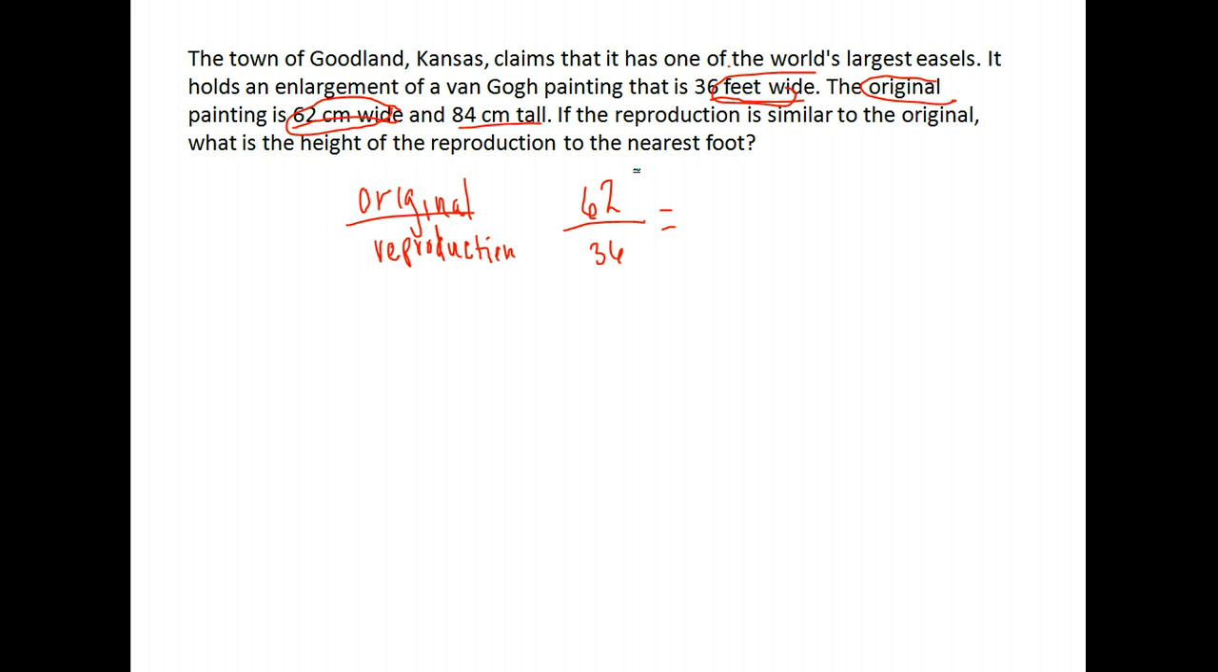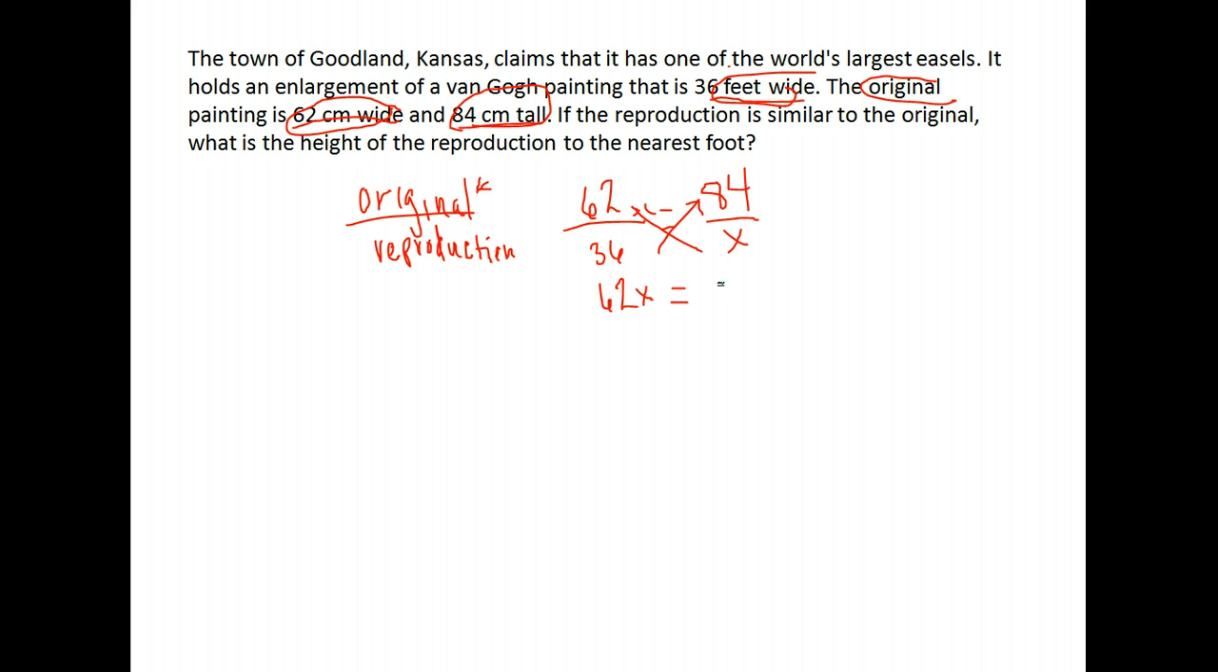Let's set that equal to the heights of each of them, their ratio. So on top, remember, we're supposed to have the original. So the original height was 84 centimeters. The height of the reproduction is, well, we don't know. That's what they're asking us, so we call that x. We now have a proportion. We go ahead and solve it by cross multiplying. We cross multiply. Remember, you leave the equal sign in the middle, your multiplication on each side.